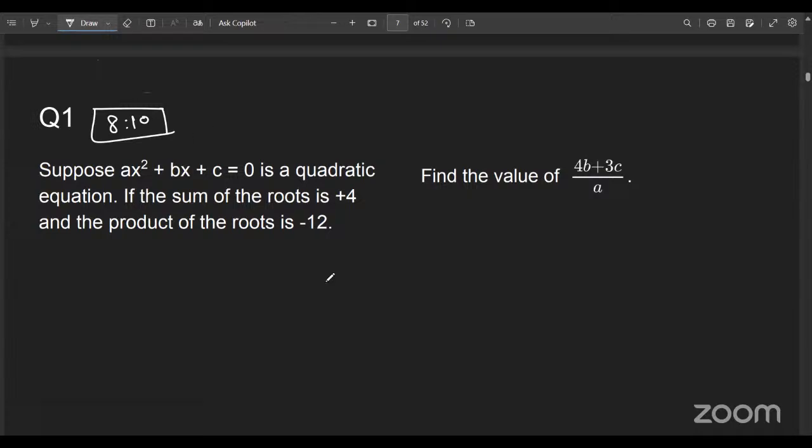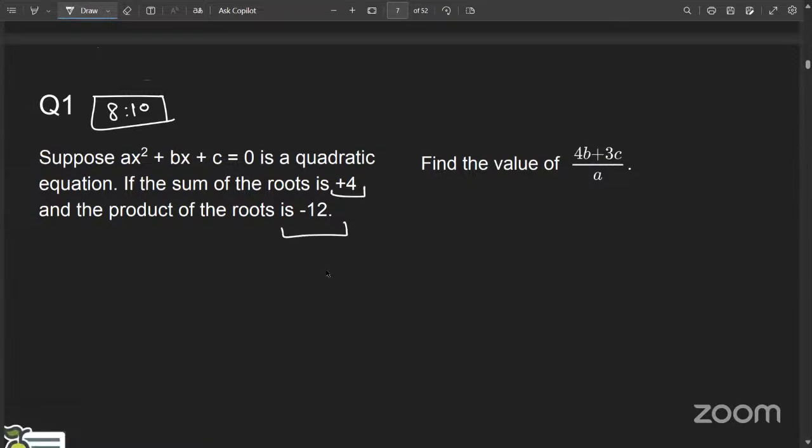Okay, so let's solve this question. Here two pieces of information are given to us: the sum of roots and the product of roots. So there are two ways of solving this question. Yes, minus 52, that's the correct answer. But Vivek, you can answer in the chat box. That will be much better.